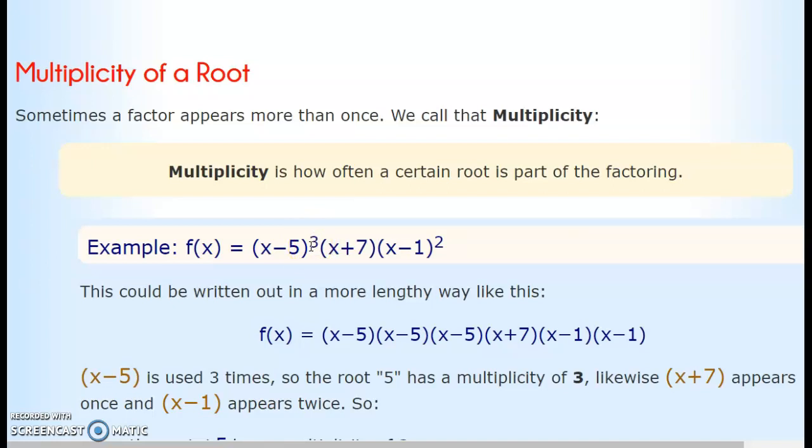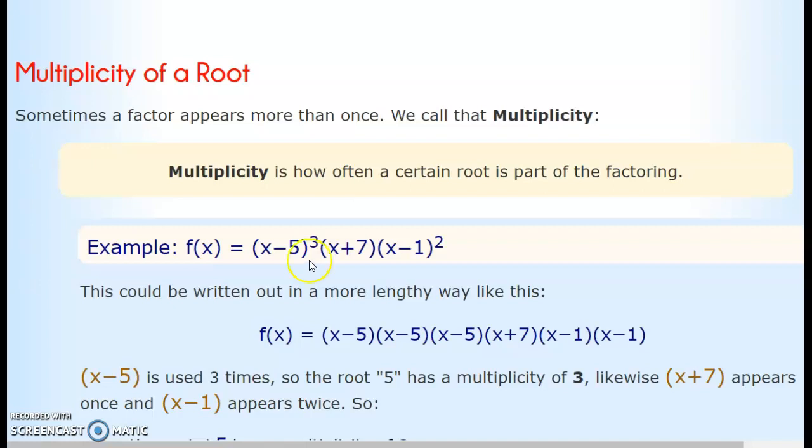Now the multiplicity is interesting because it also gives us information about the graph. So at this x-intercept, x equals 5, we have a multiplicity of 3, which makes that x-intercept behave as if it were a 3rd degree polynomial right at that 0. So if you were to zoom in on the graph just at that x-intercept, it would look like a cubic in that little snapshot.